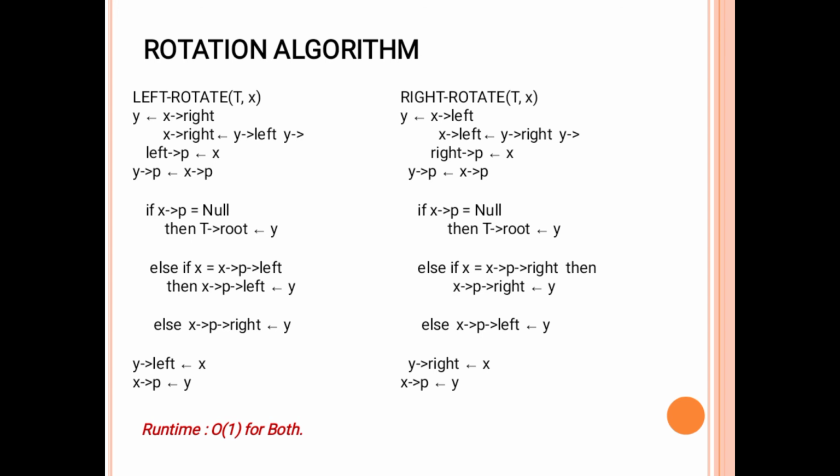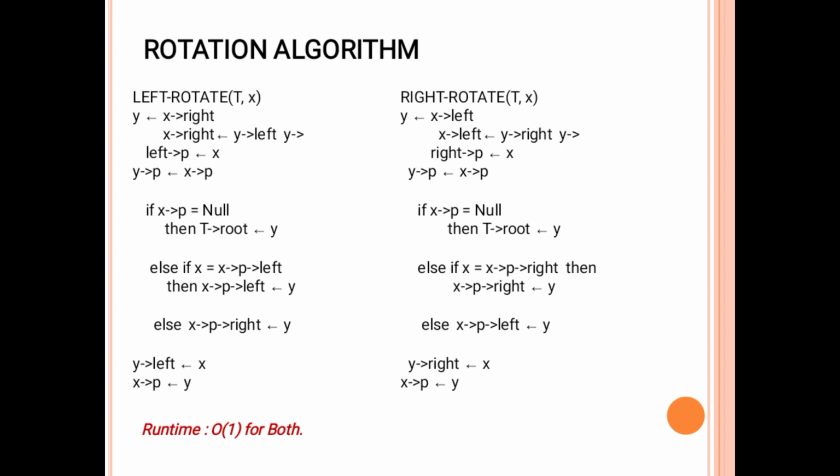Y's parent equals x. Here we take y's parent equal to x's parent. X's parent we have to give to y. X's parent equal to none. Then y becomes the root of the tree.